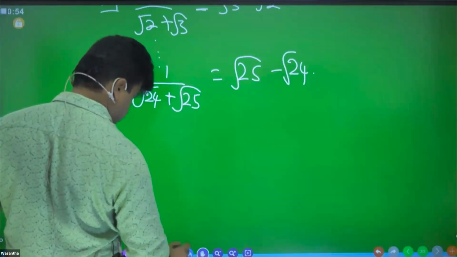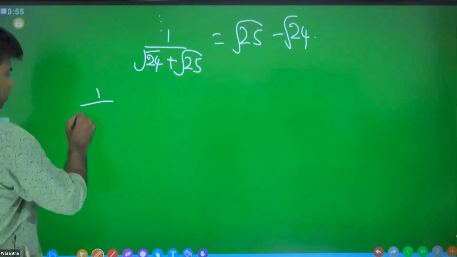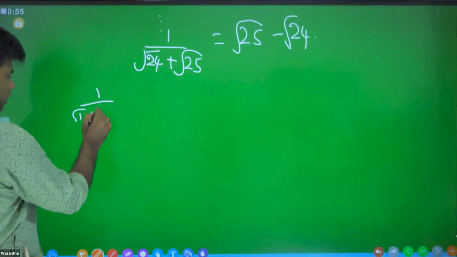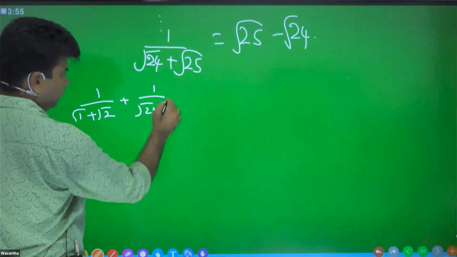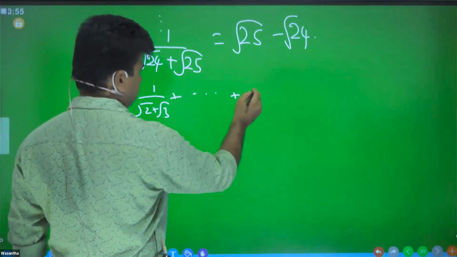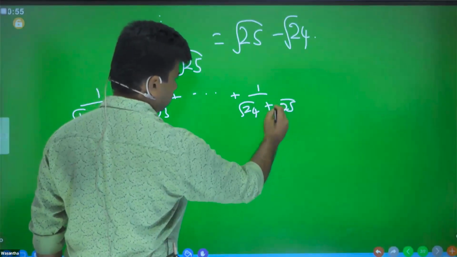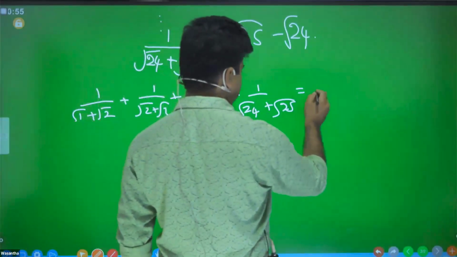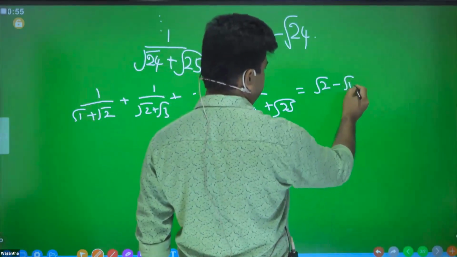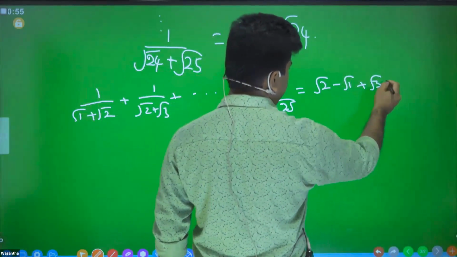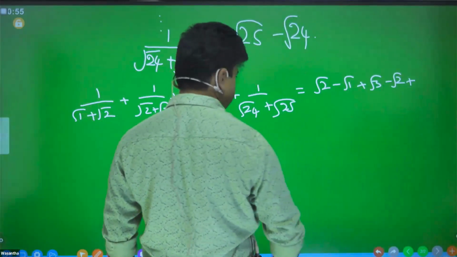Therefore, 1 over root 1 plus root 2, plus 1 over root 2 plus root 3, up to 1 over root 24 plus root 25, is equal to root 2 minus root 1 plus root 3 minus root 2. Very nice. See, there's a nice pattern, right?